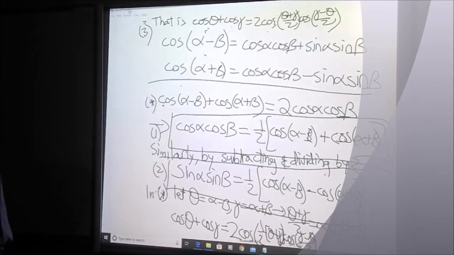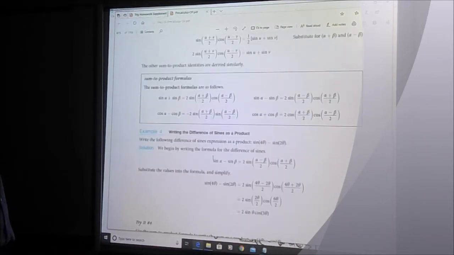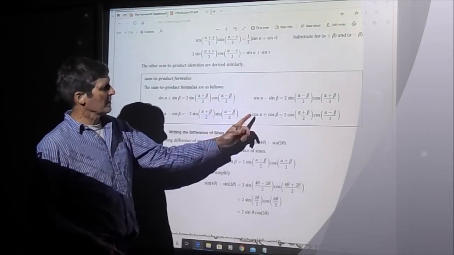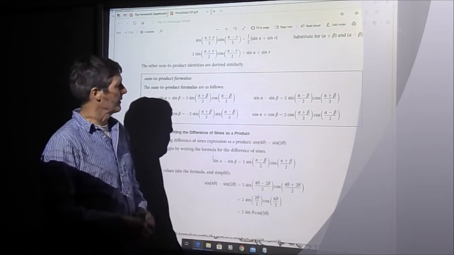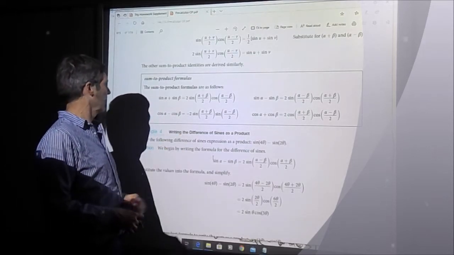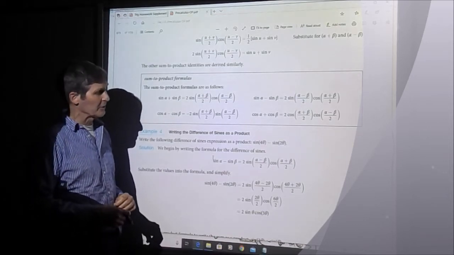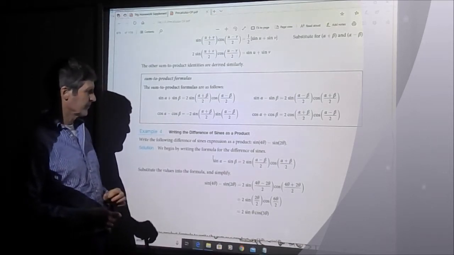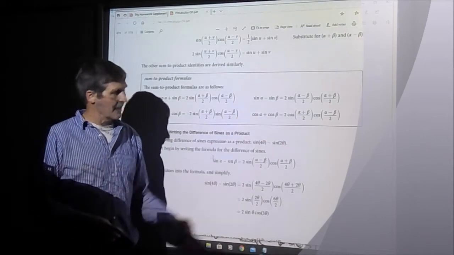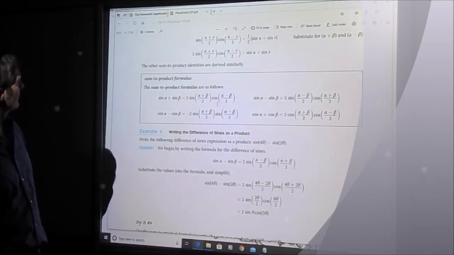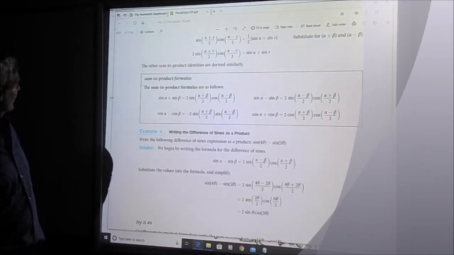So let's look down at those now. And here's the sum to product formulas. Cosine plus cosine is 2 cosine cosine, and so forth. So memorize that these exist, but you don't have to know the exact formulas. What I want you to be able to do is when I give you a problem, and I give you the formula, be able to rewrite a sum as a product or a product as a sum. Let's keep those formulas up here for the moment.